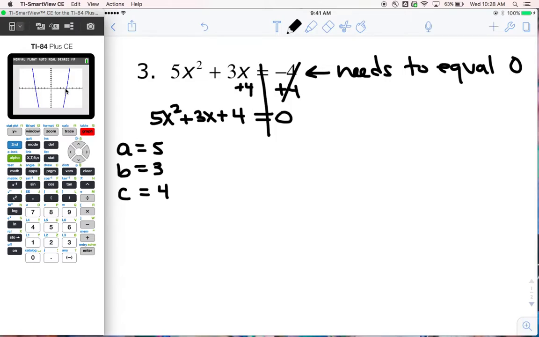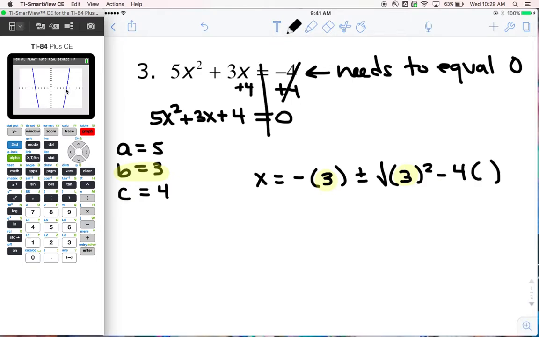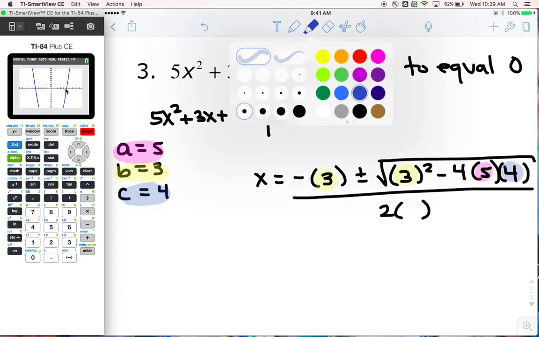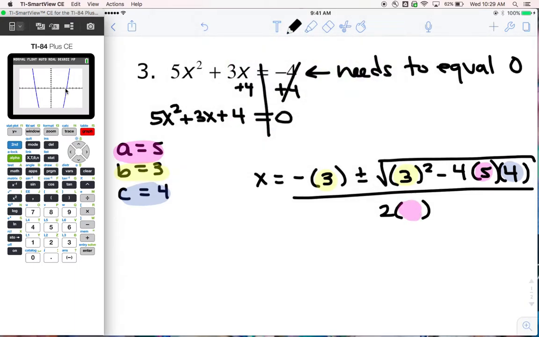So let's write our equation here. We have x equals negative b, and b in this case is 3. We actually have a number for that. That's nice. So negative 3 plus or minus the square root of b squared, so 3 squared, minus 4 times a, which in this case is 5, and then c. 4 times a, c, and our c value in this case is 4. So we got a 4 in there. All of this is under the square root, and then everything is over 2 times a, and a is 5. Okay, so we got everything plugged in.